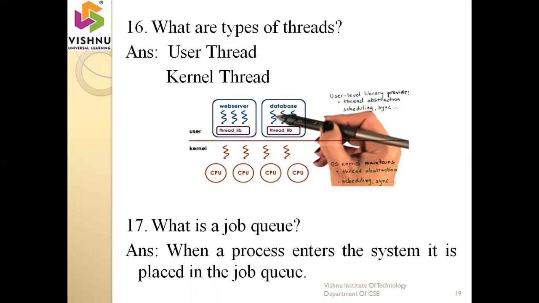Next one is, what is a job queue? First of all, you have to know what a queue is. A queue means a set of instructions present in one specific order. A job queue means when a process enters the system, it is placed in the job queue. For example, take the ticket counter system. First of all, you have to be placed in some queue order. All these passengers together are called a job queue.